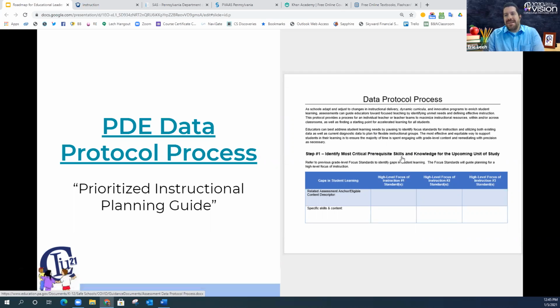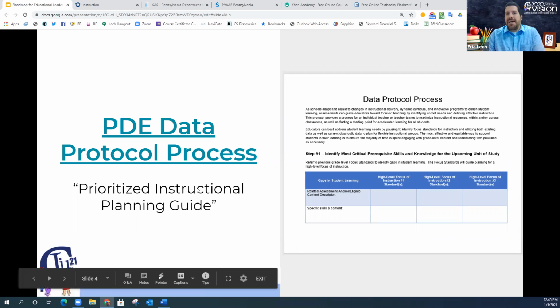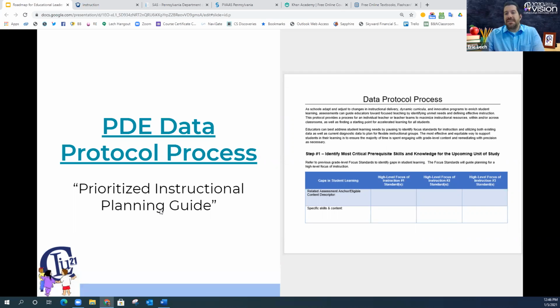Now, while that title may seem a little bit overwhelming, think of this data protocol process as a prioritized instructional planning guide that walks you through the steps to help you make instructional decisions that will best meet the needs of your students and help you focus on what matters, and that's helping them learn. So again, don't let the title fool you. Let it be an opportunity to use this process to move forward.